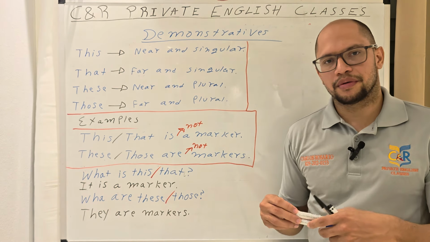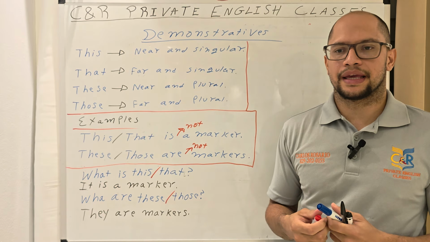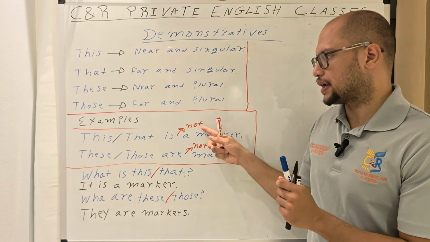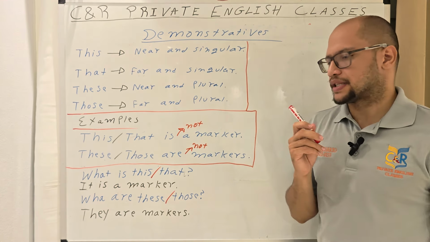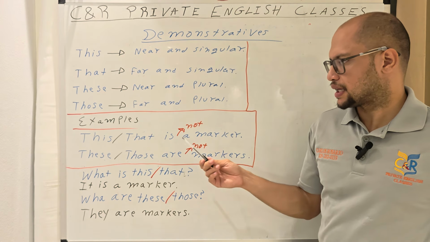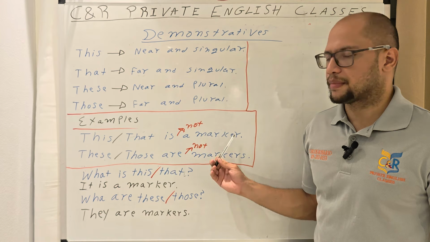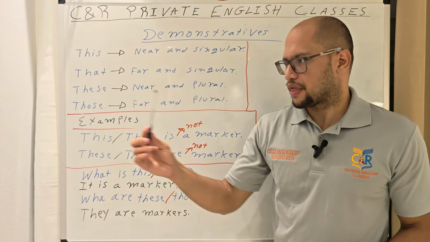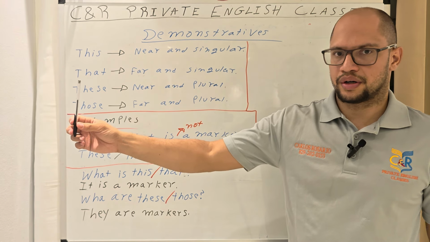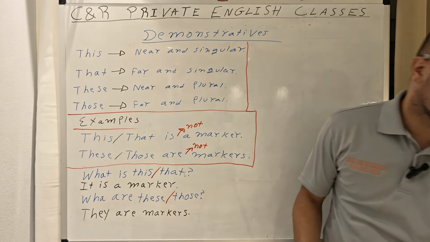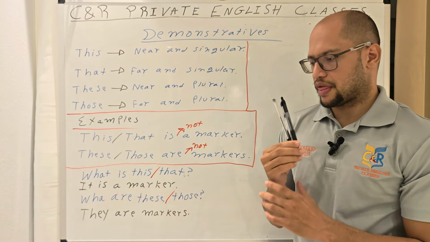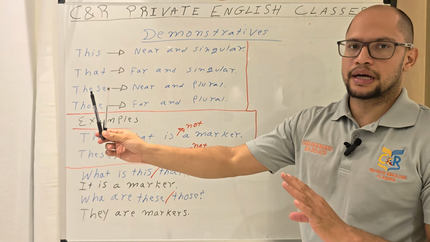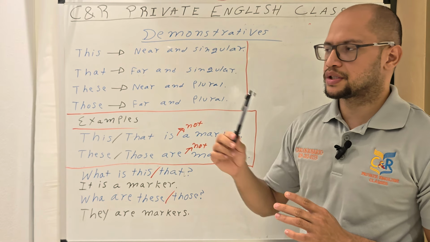Here we see the example with a marker. But if you want to make it a negative sentence, you only need to include not. This is not a marker. That is not a marker. These are not markers. Those are not markers.